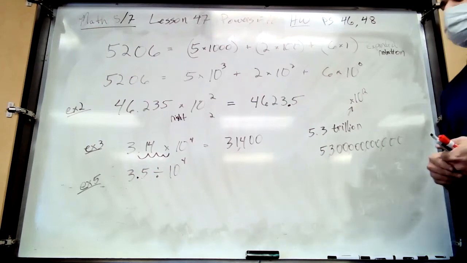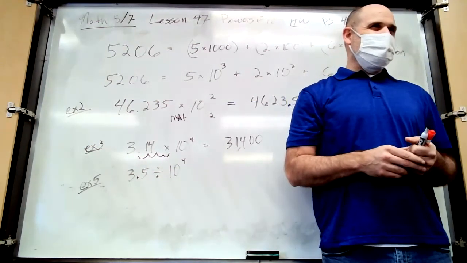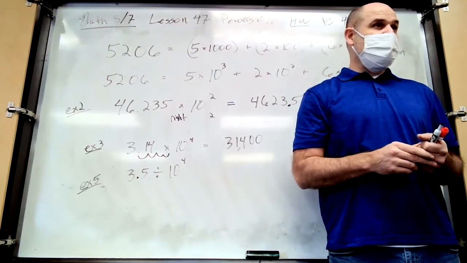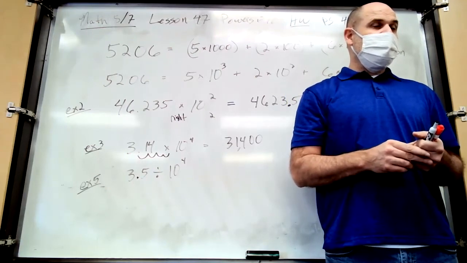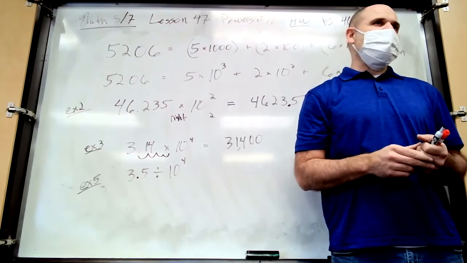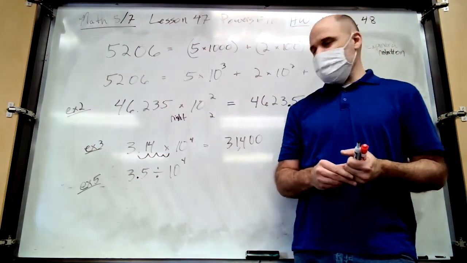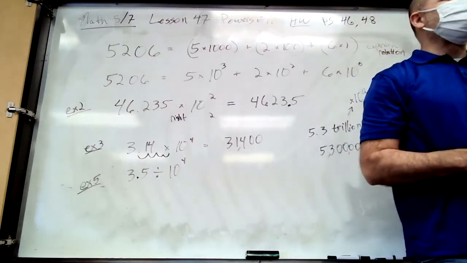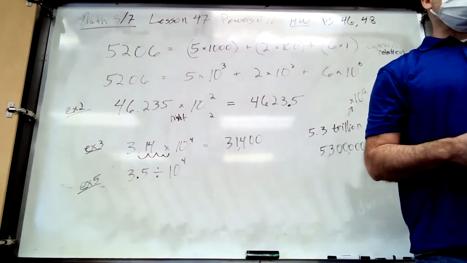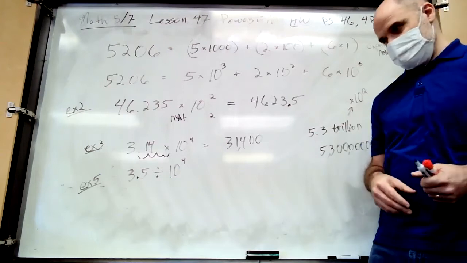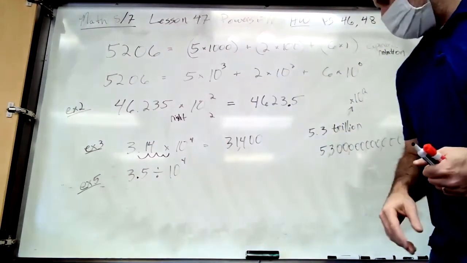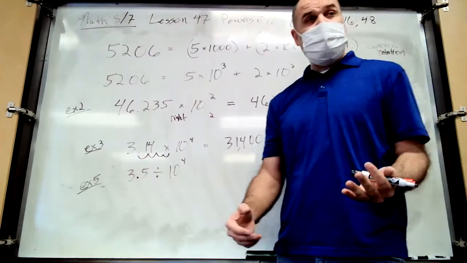Okay, which way do I move the decimal? Left or right? Do I move it left? Or do I move it right? I lied, it's not a yes or no question. Which way do I move it, left or right? Left. And how many places do I move it? Once. Okay, if you move it once, that's like dividing by 10.